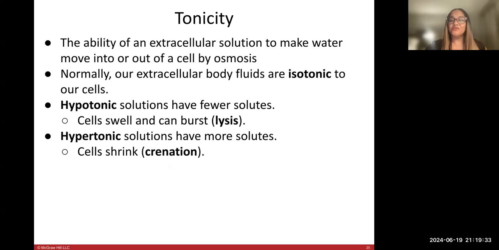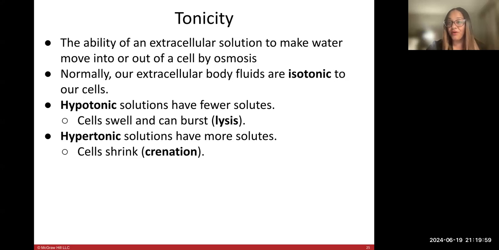Tonicity is the ability of an extracellular solution to make water move into or out of a body cell by osmosis. Normally, our extracellular body fluids are isotonic to our cells. Hypotonic solutions have fewer solutes. In this case, our blood cells will swell and can burst. Lysis is the fancy science word for bursting. And then a hypertonic solution has more solutes and the cells will shrink.